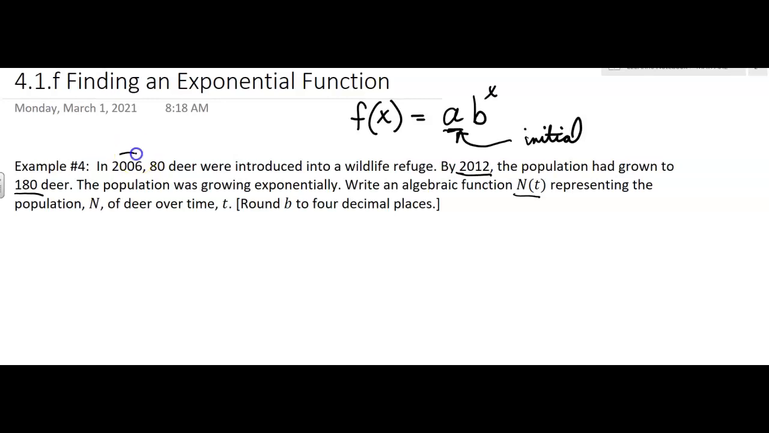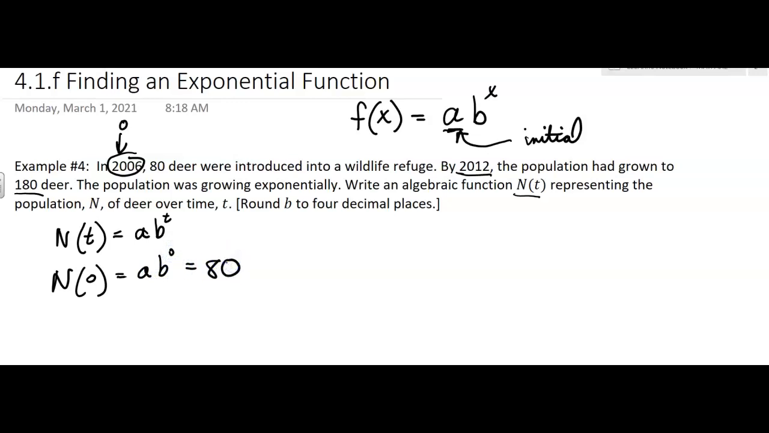But we're starting in 2006. We're going to say that is 0 years then, okay? So when we're basing this on time, if N of t is equal to a b to the t, and we're saying N of 0 is going to equal a b to the 0, and that's going to equal 80 deer, then that means a is 80. So you could write it out algebraically. Okay, so we know what a is. Now we have to figure out what b is.